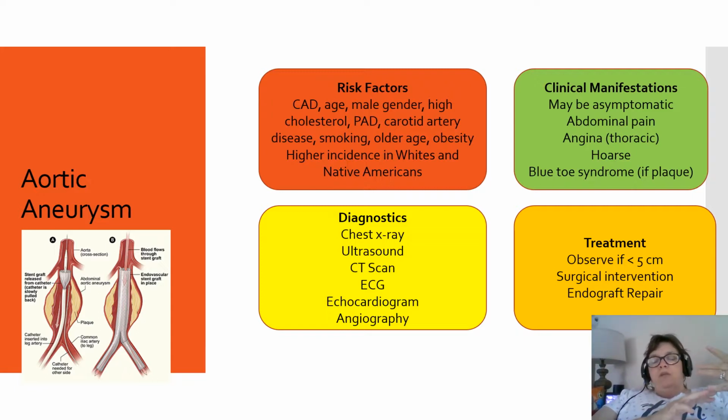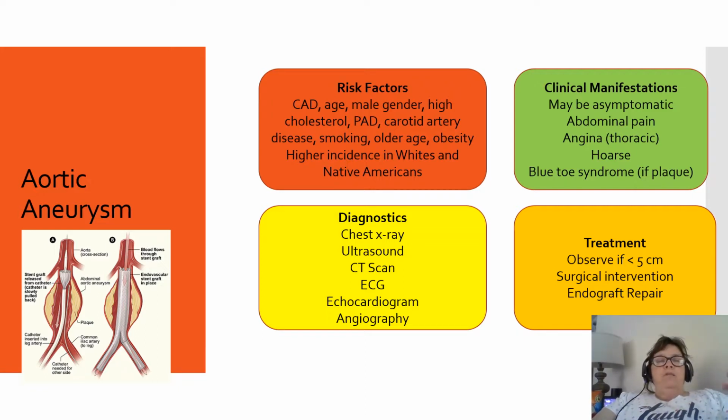Diagnostics are through chest X-ray. They'll do an ultrasound, and if somebody has a known aneurysm, they'll have regular ultrasounds to measure it. If it's less than 5 centimeters, they'll just continue to observe it. They'll do a CT scan, ECG. They're making sure there aren't cardiac anomalies, an echocardiogram for that reason as well, and angiography. If it's greater than 5 centimeters, they may do surgical intervention.